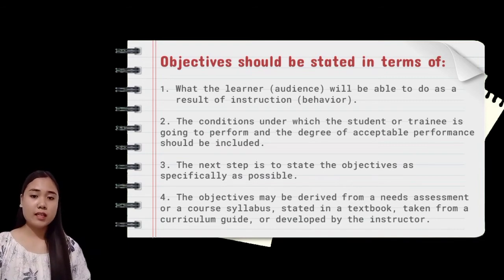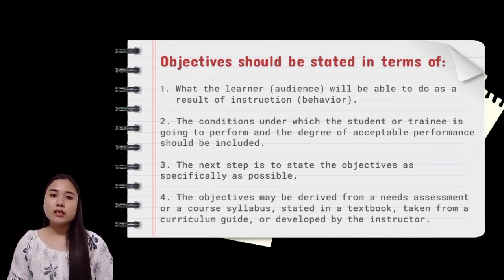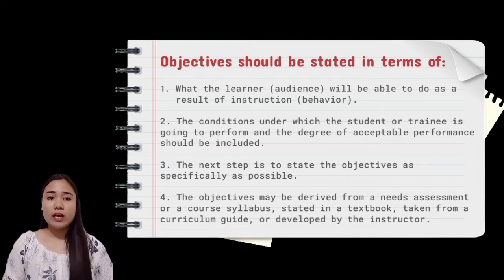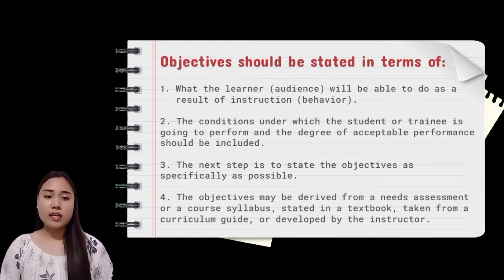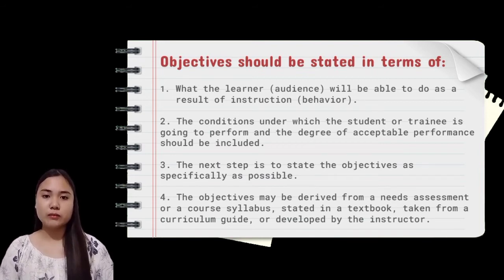Objectives should be stated in terms of what the learners or the audience will be able to do as a result of instruction. The conditions under which the student or trainee is going to perform and the degree of acceptable performance should be included. The next step is to state the objectives as specifically as possible. Last, the objectives may be derived from a needs assessment or a course syllabus stated in a textbook, taken from a curriculum guide or developed by the instructor.